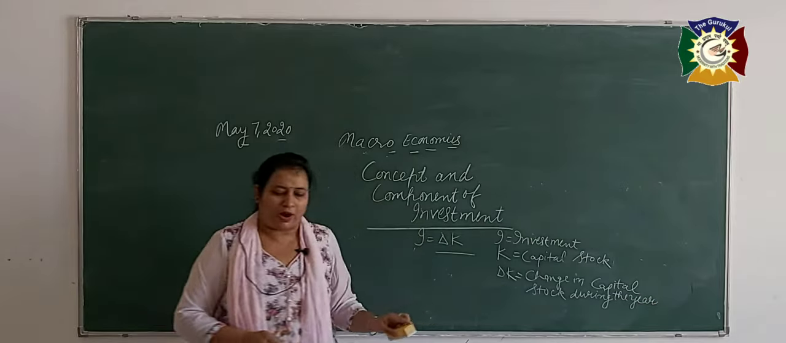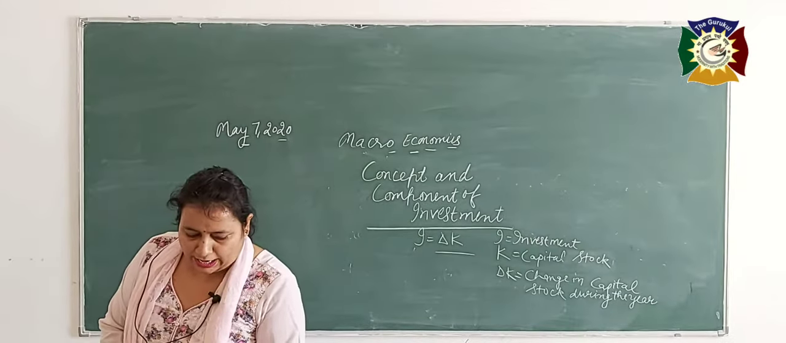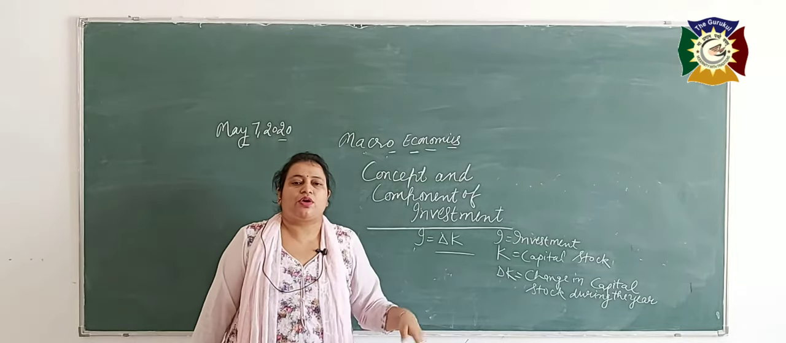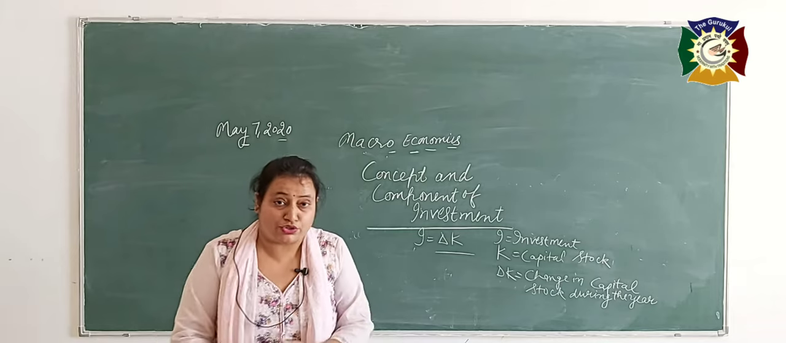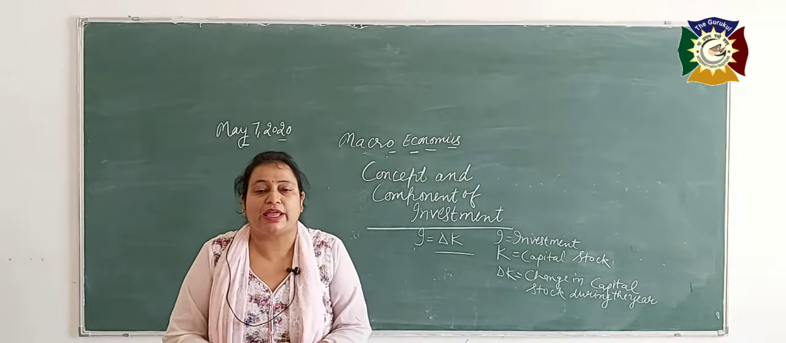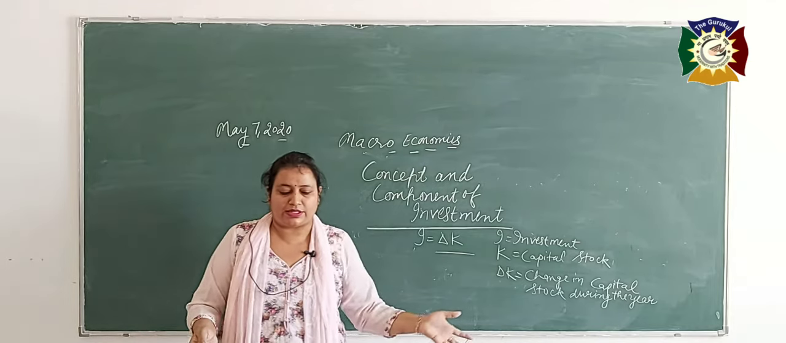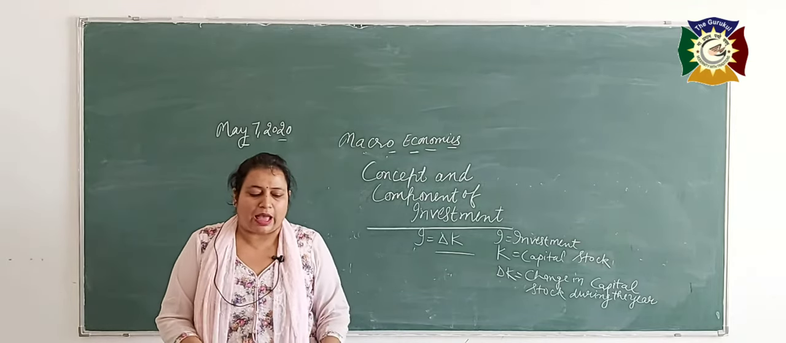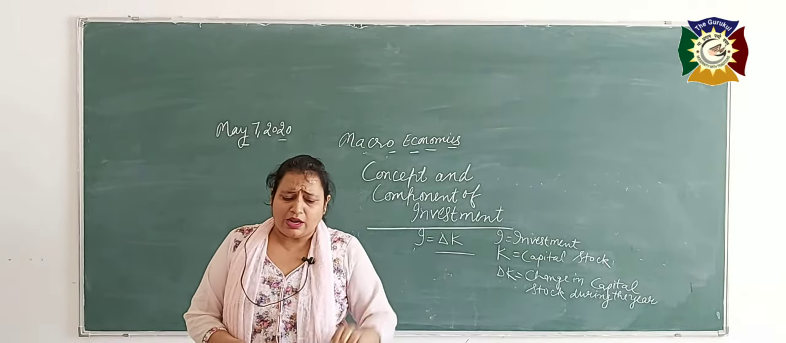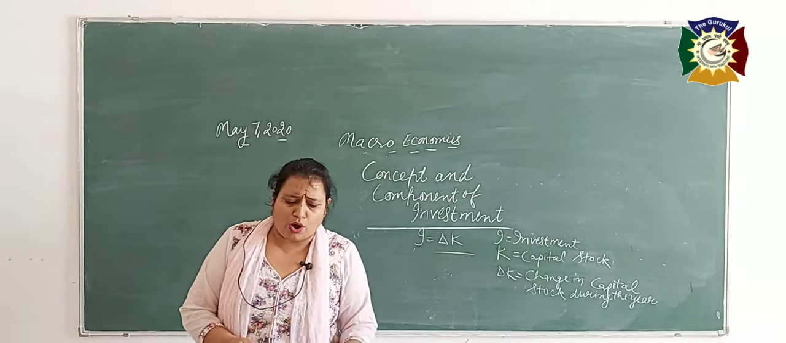Okay, now what do you mean by change in capital stock during the year? It means I started my business, I already have 3 machines, but I purchased 2 new machines. Now I have 5 machines. It means my capital stock has been increased. Iska matlab kya hai? Ki jo mera capital stock hai, wo kya ho chuka hai? Badh chuka hai. Now I am telling you the 2 components.